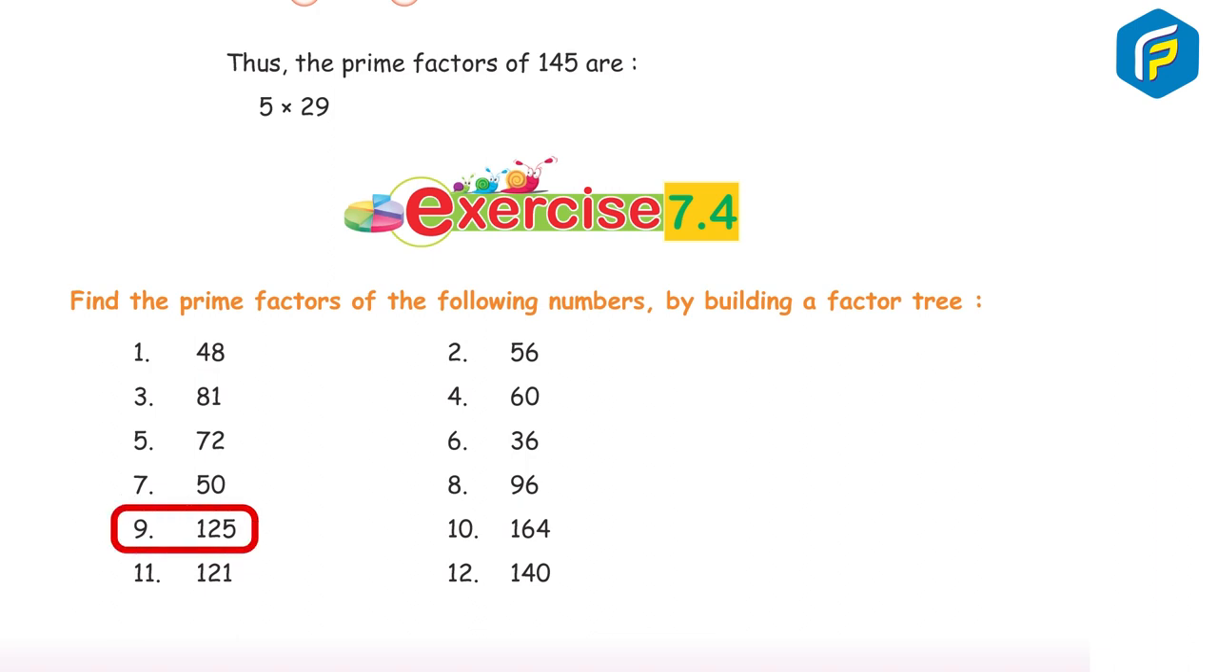9. 125: 5 into 5 into 5. 10. 164: 2 into 2 into 41. 11. 121: 11 into 11. 12. 140: 2 into 2 into 5 into 7.